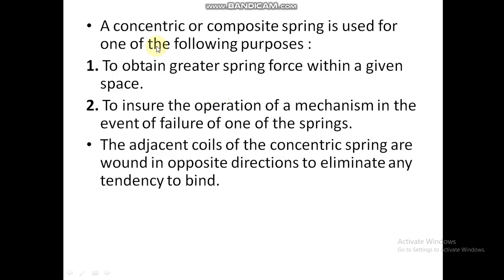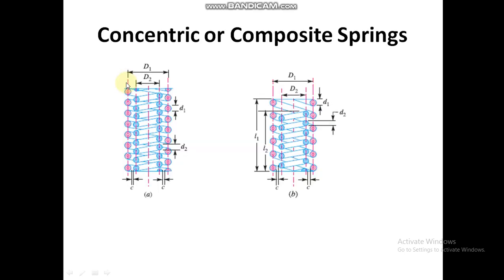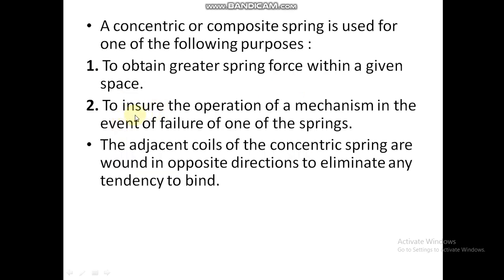So a concentric or composite spring is used for one of the following purposes: to obtain greater spring force within the given space. So by using two springs instead of one, we can have greater spring force. And to ensure the operation of a mechanism in the event of failure of one of the springs.